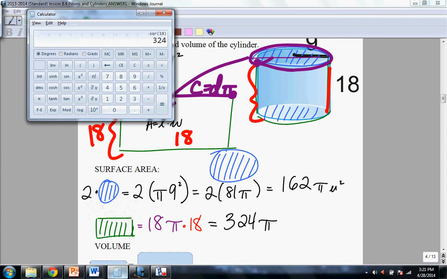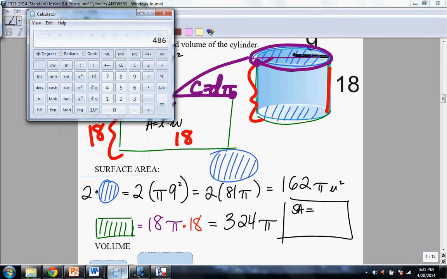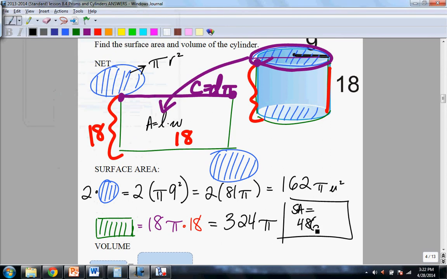Now I add these two up. And my total surface area equals 486 pi units squared. That's my surface area.